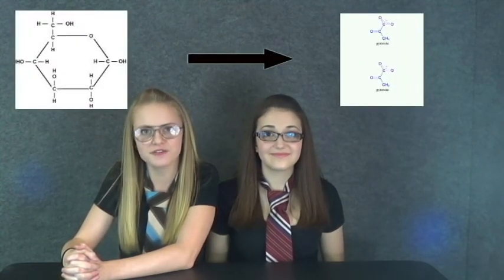Glycolysis is the breakdown of one glucose molecule into 2 pyruvates. The reactants are 1 glucose, 2 ATP, and 2 NAD+. And the products are 4 ATP, 2 pyruvate, and 2 NADH. When oxygen is present with the pyruvate, they move on to the Krebs cycle.